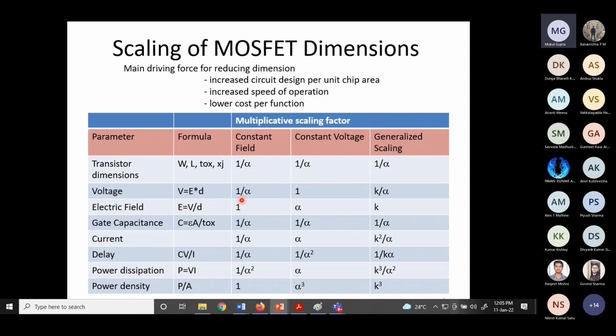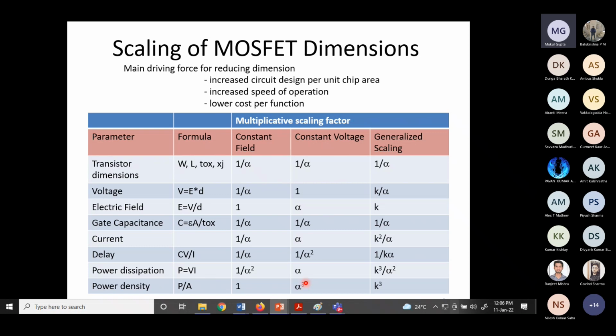Then people tried the constant voltage approach, where you don't change the voltage but you reduce the dimension. That will increase the electric field by the same amount, right? Because you are not reducing the voltage, but you are reducing the dimension. But if the electric field increases, at some point there might be breakdown in the device, so that's not good again. Also in this approach, there will be large power dissipation and also large power density. Power density will increase enormously, so that will give rise to a lot of temperature within the chip and all that.